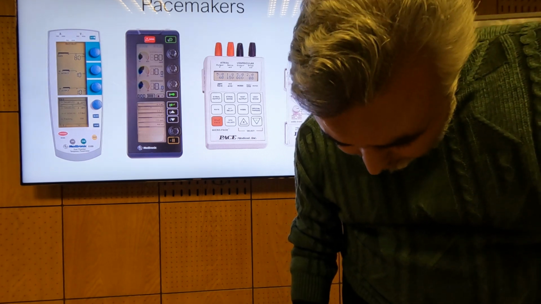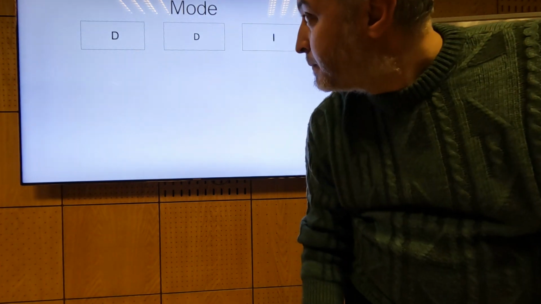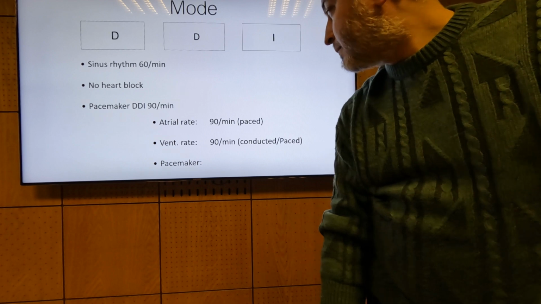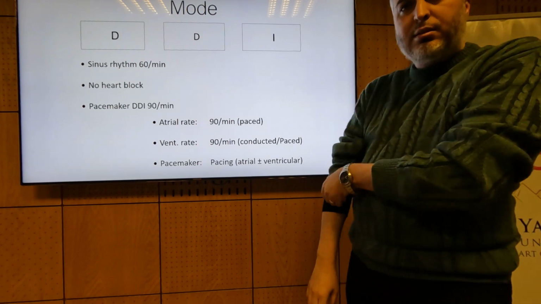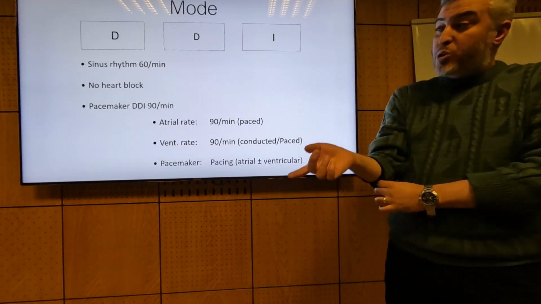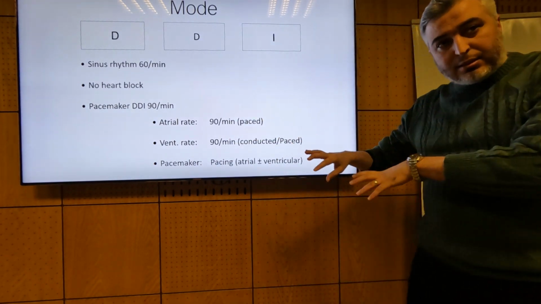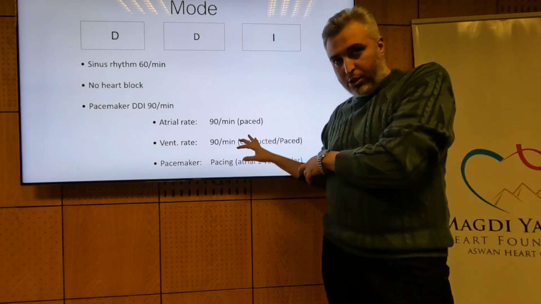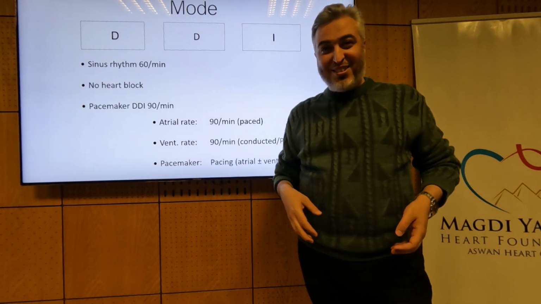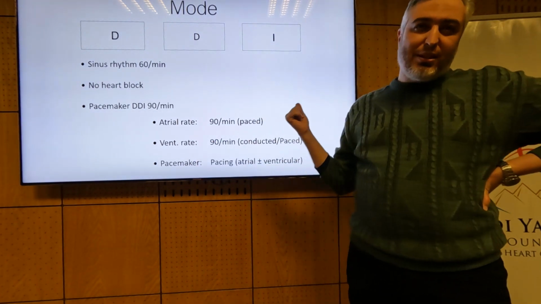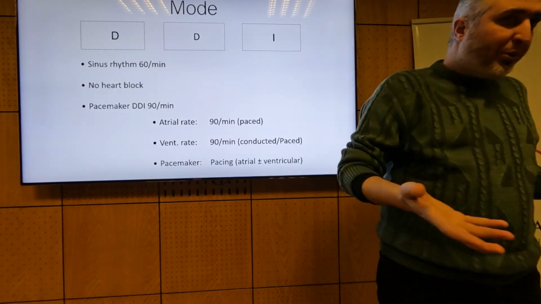Does it make any difference? Does it actually make any difference? It's still 90. Okay, you still get the AV association, AV synchrony, but the interventricular and intraventricular synchrony are lost. On the other hand, the battery will get discharged faster. This is actually important in the permanent pacing, because if the battery gets consumed, you actually do more frequent operations. Okay.